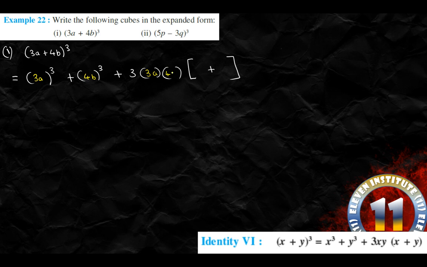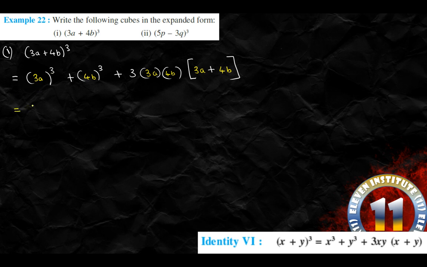3a and 4b. And again over here we will write 3a and 4b. So you can now clearly match this, x cube plus y cube plus 3 into x into y whole multiplied by x plus y. Here instead of x and y we are having 3a and 4b. Now we have to just simplify them.